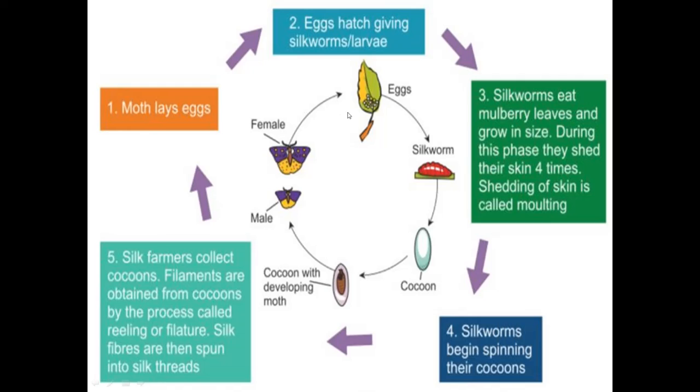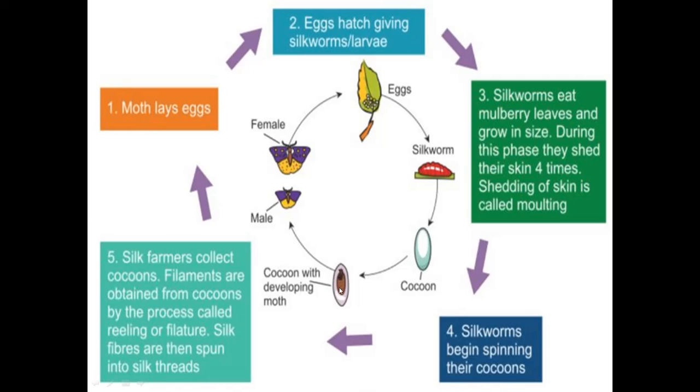Female moth lays the eggs. So the eggs get hatched and the worms come out of the eggs and it starts eating the mulberry leaf. As it eats the mulberry leaf, it grows in size and it starts shedding its skin. This process is also called molting. And after molting, it starts weaving itself around a thread-like structure, a thin, fine filament, that is called a cocoon. The whole structure is called a cocoon.